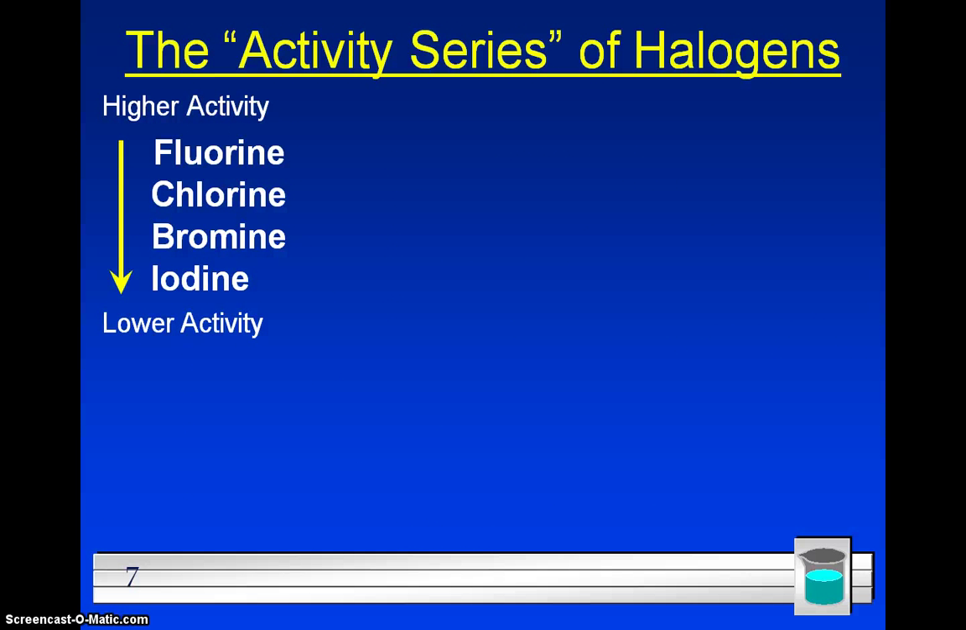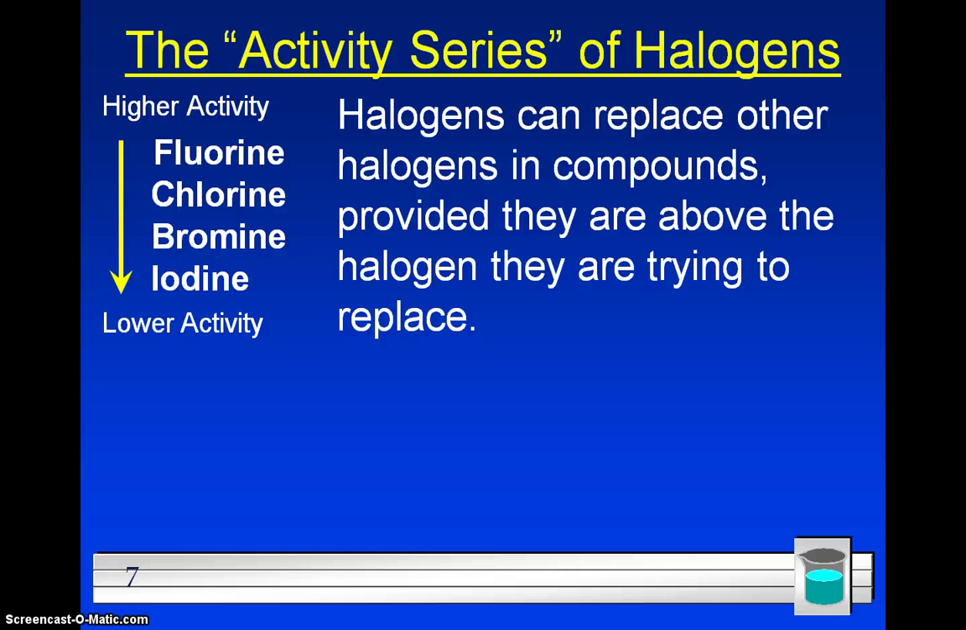Now we also have the activity series of halogens. This is the activity series that we use when we're trying to determine if a non-metallic replacement would happen. Again, it works just like the activity series of metals. The higher up you are on the list, the more active you are. The lower you are, the less active. So if you're a single element, you would replace one of the lower ones from the compound. Now let's just do a couple of examples.